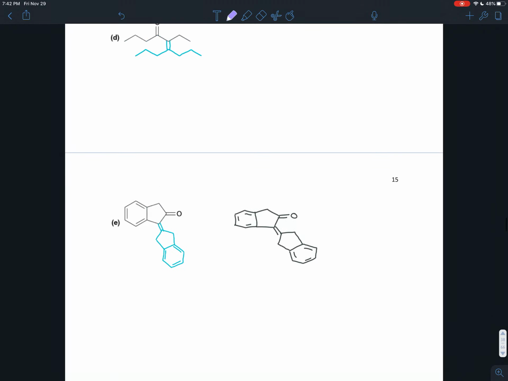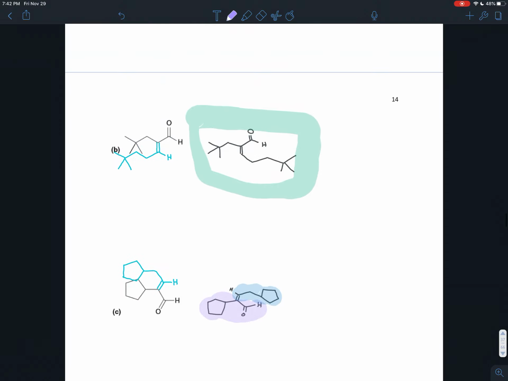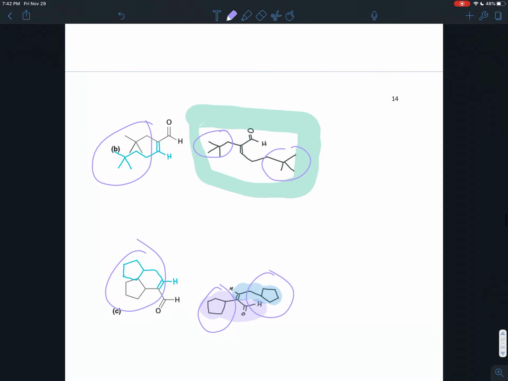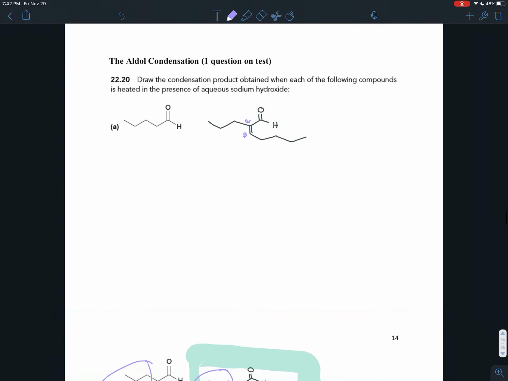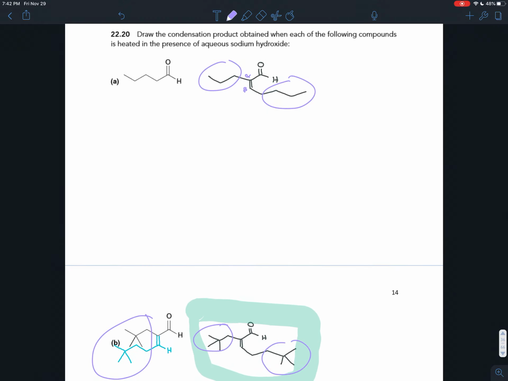So hopefully this video helps you a little bit with drawing the products of an aldol condensation. The one kind of tricky thing to watch out for is to make sure that the bulky groups are always E to each other, or trans if you prefer, going in the opposite direction so that they don't repel each other. So that's the aldol condensation.